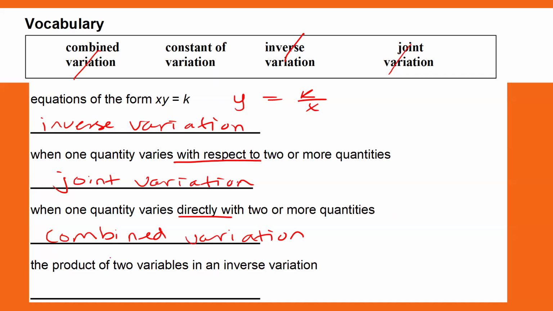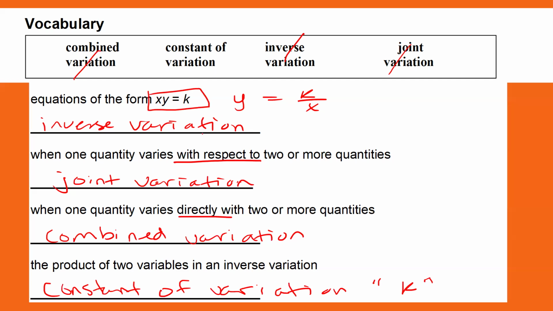And last but not least is our constant of variation. Okay, your constant of variation is the product of two variables in an inverse variation. Typically, when you're talking about a constant of variation, it's called your k. And if you look right here, it tells us how we're going to find that k. Okay, so far, questions about the vocabulary? All right, let's keep it trucking.